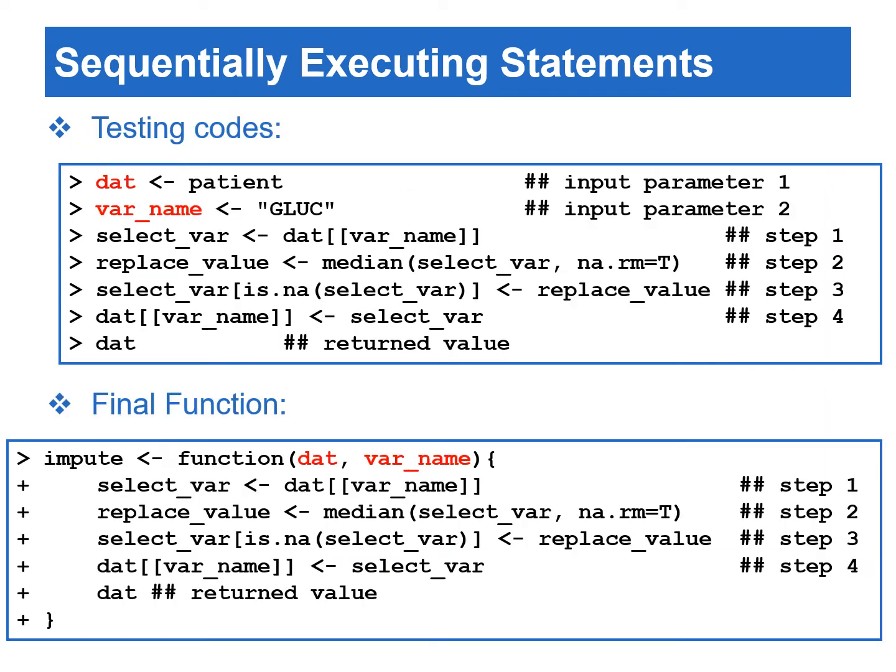Finally, we can place all the testing codes within the function. In this example, the order of all these statements within the function is important, because the execution of the current statement depends on the results from the previous statements. Exchanging the order of the statements will not generate the correct result.